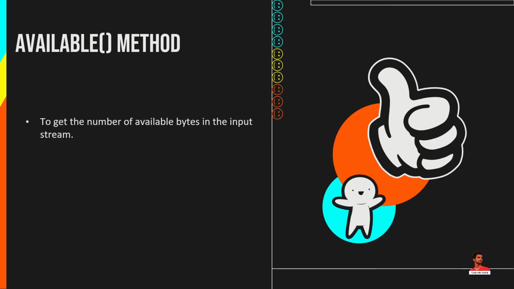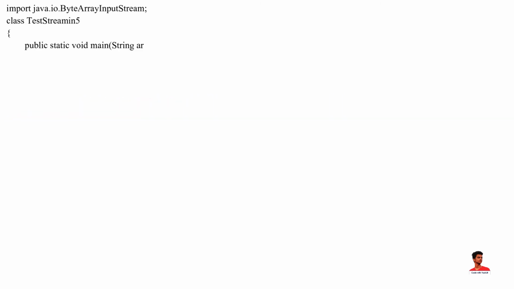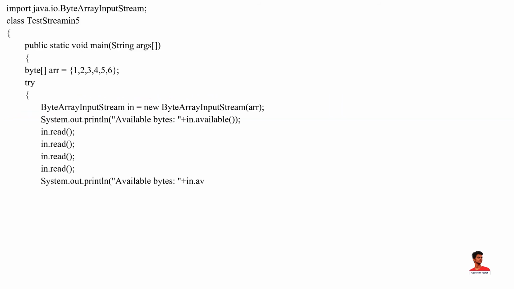To get the number of available bytes in the input stream, we can use the available method. In this example, we have used the available method to check the number of available bytes in the input stream.